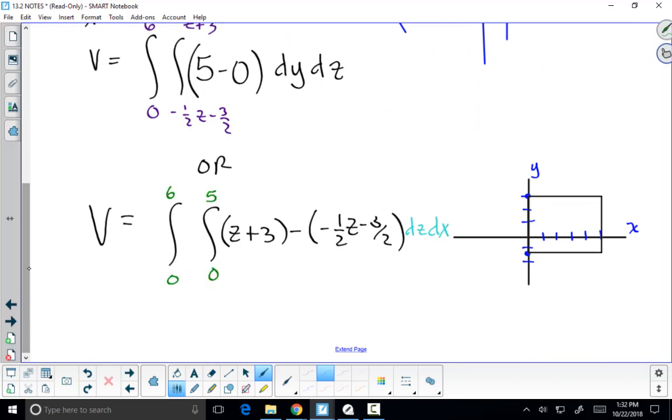Oh, wait, the z's are on the inside. Z's are on the inside. Oh, I'm sorry. So we will put the 6 there and the 5 there. 6 there, 5 there. Thanks.